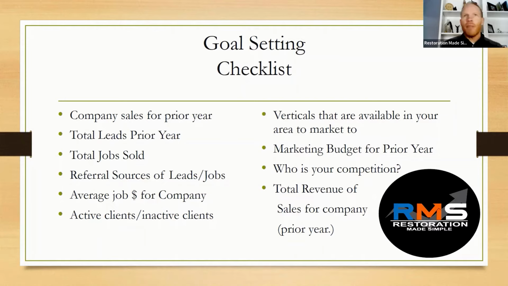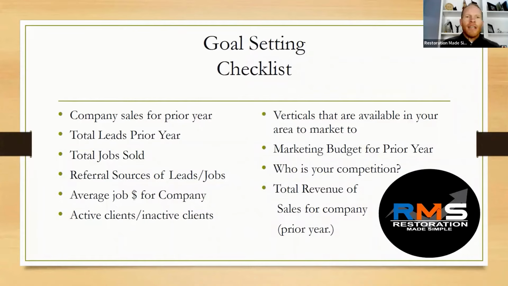So if you had $1 million in sales last year and you had 500 leads, then obviously you'd be able to do the math to go, okay, if I want to jump up to 2 million, then I will probably need 1,000 leads instead of 500. So it's going to give you a good idea of where your closing ratio is and how effective you guys are at selling the job.